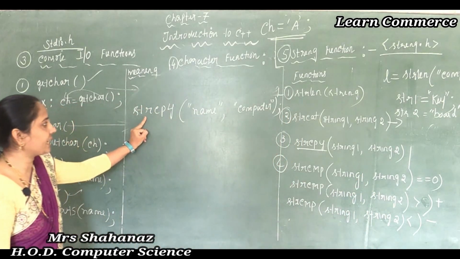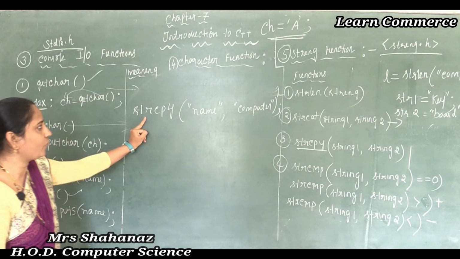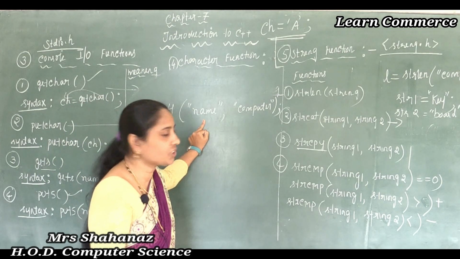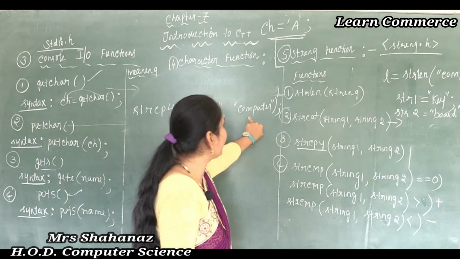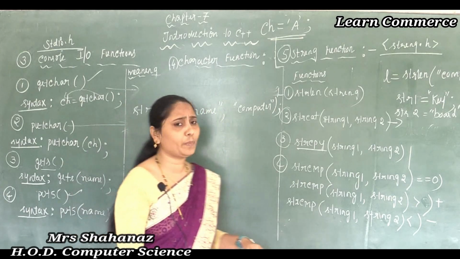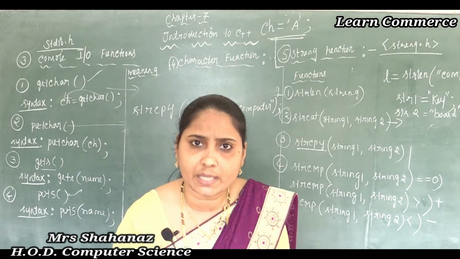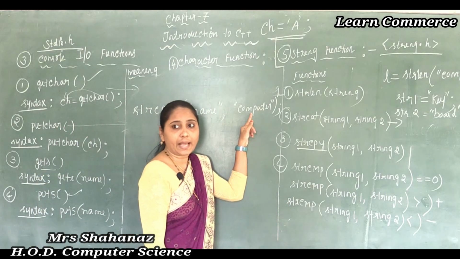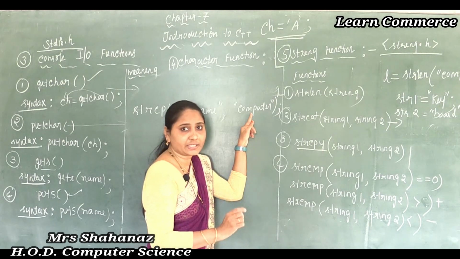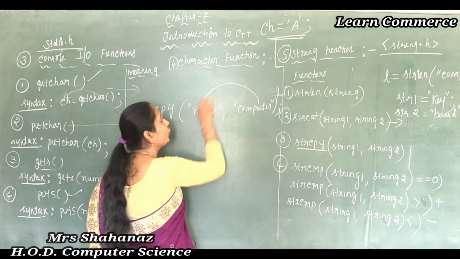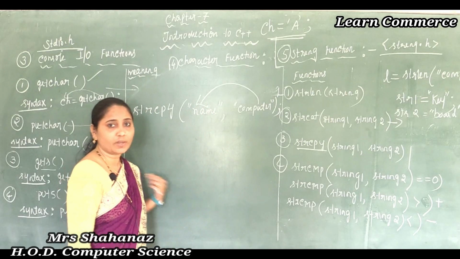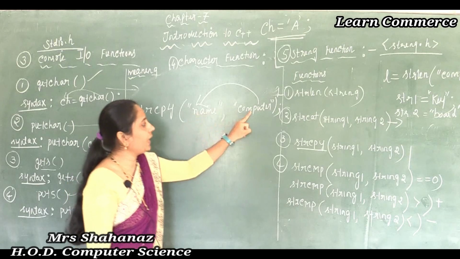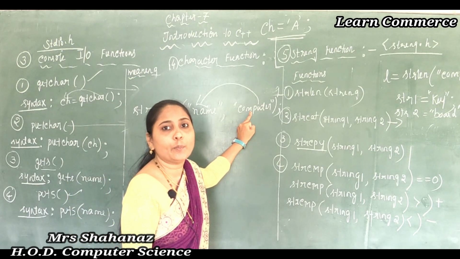So I am using the example of this strcpy: opening of the parenthesis, in double quotation name, closing of the double quotation, comma, then again opening of the double quotation computer, closing of the double quotation, closing the parenthesis, and this semicolon. So in this example we can say that it copies the characters from str2 to str1. Clear this one? So now str1 also becomes computer and str2 also computer only.